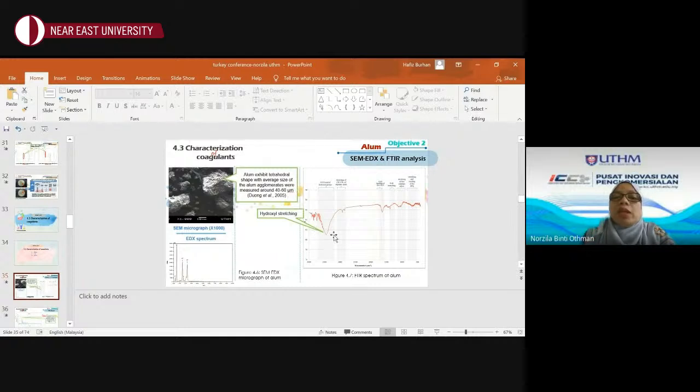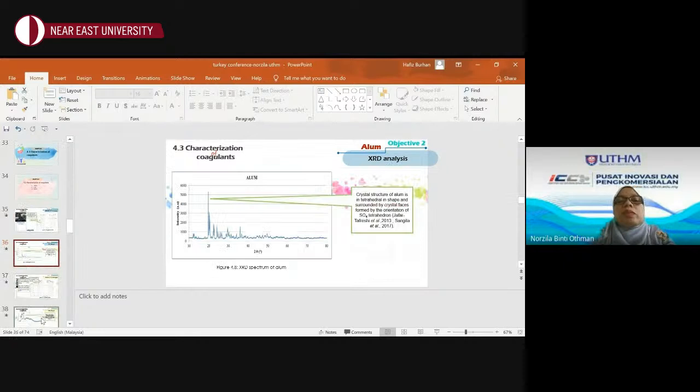By using the FTIR spectrum, it shows the presence of hydroxyl stretching in alum. These are the EDX spectrum, which further confirm the presence of certain elements that we have in the process of coagulation and flocculation. This is the XRD analysis of the alum. Crystal structure of alum is in tetrahedral shapes and surrounded by crystals formed by the orientations of sulfate tetrahedron.